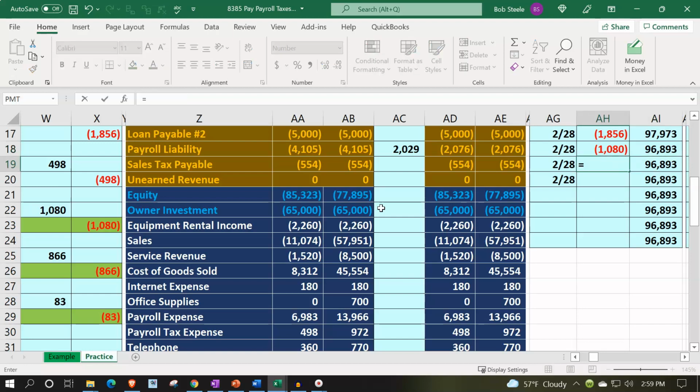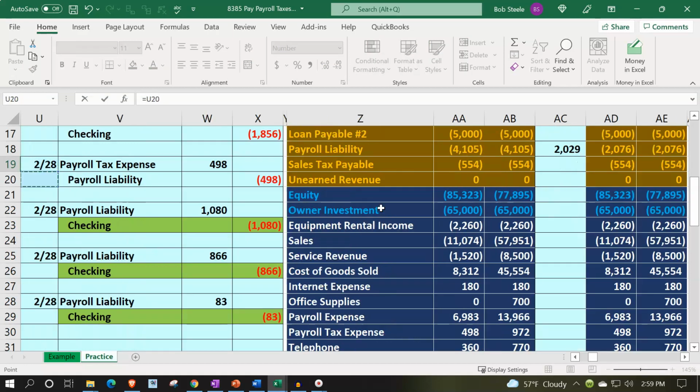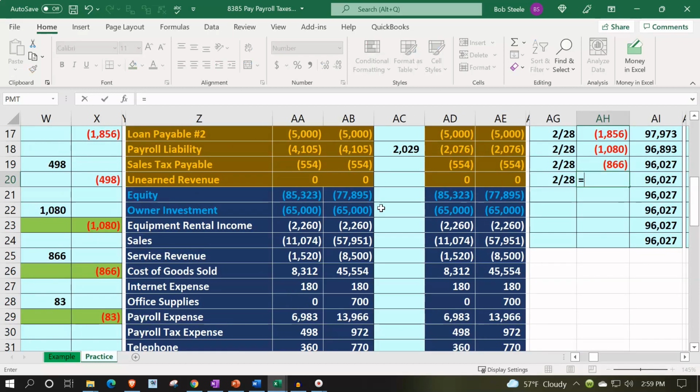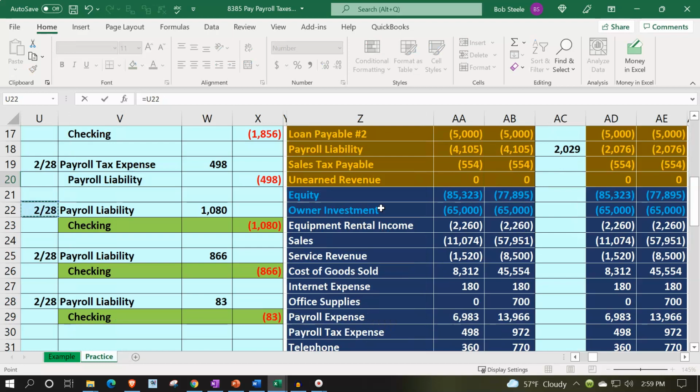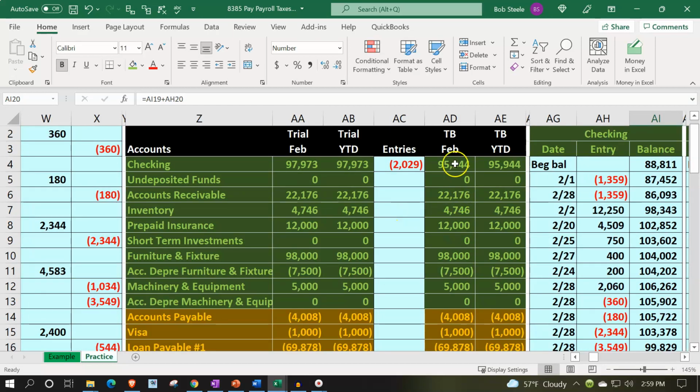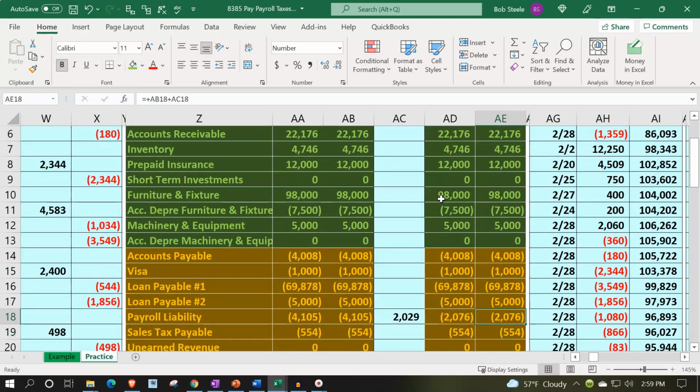Bringing the balance down to 96893. Then next one, AH19 equals. Picking up the 866. And one more time to complete the posting procedure, at the 83. Bringing the balance down to the 95944, matching what's on the trial balance, both on the month of February and the year to date. Noting one more time that that 2076 should match now what is on the February liability.